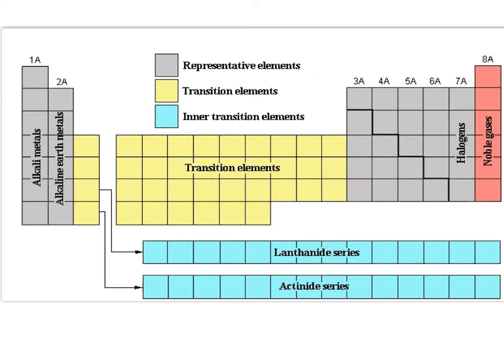Some common names you should know: representative elements versus transition elements versus inner transition elements, and that's all color-coded here. And then there are 4 main families you should be aware of: the alkali metals, the alkaline earth metals, the halogens, and the noble gases.